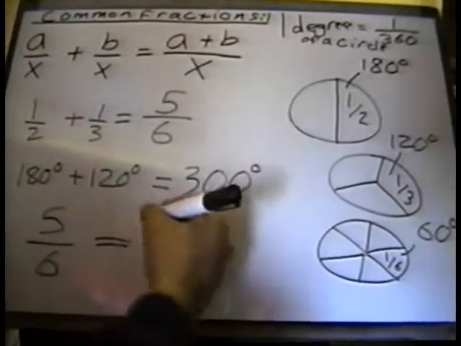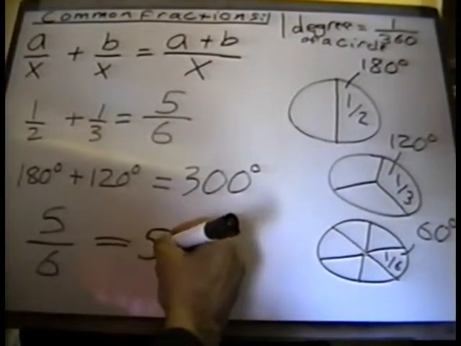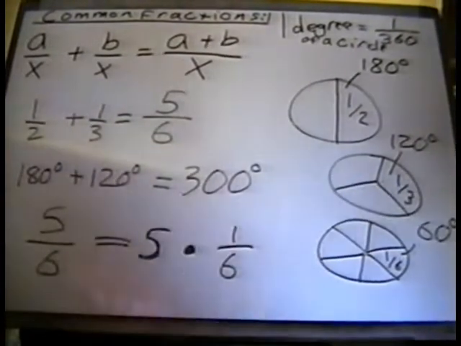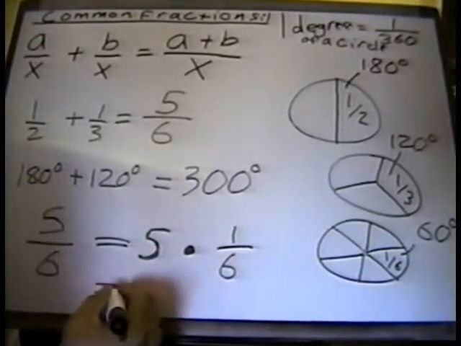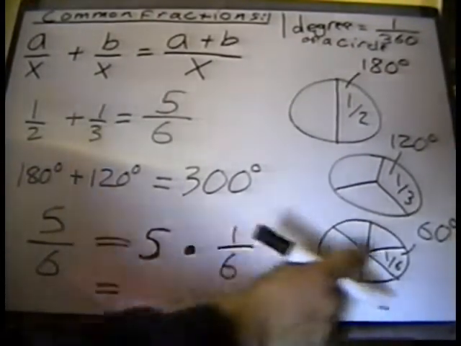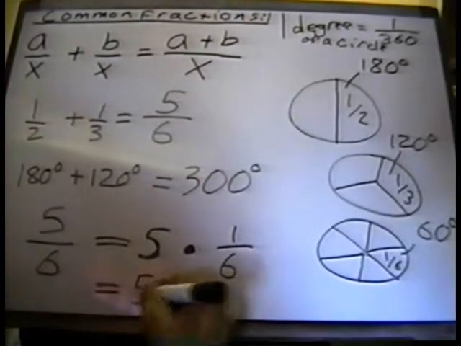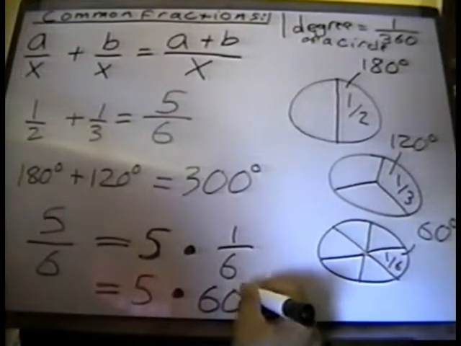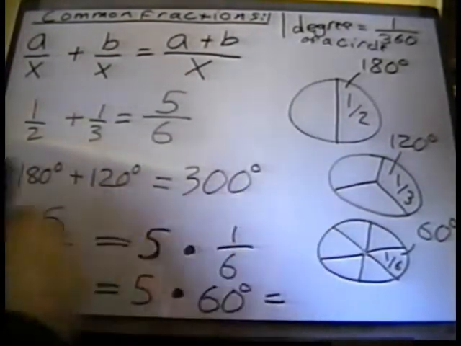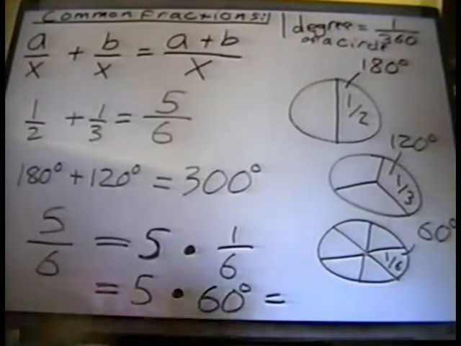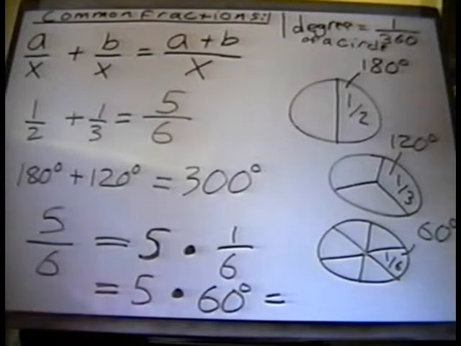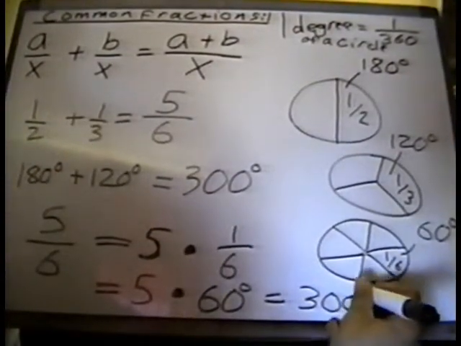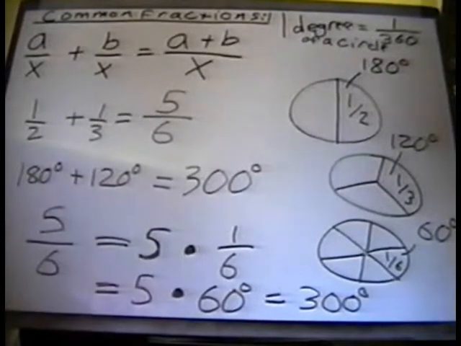Okay, now 5/6, that equals 5 times 1 over 6. And we're talking about the circle, so 1/6 of a circle is equal to 60 degrees. So we say 5 times 60 degrees. 5 times 6 is what? 30. And we carry the 0. It is 300 degrees. Okay?